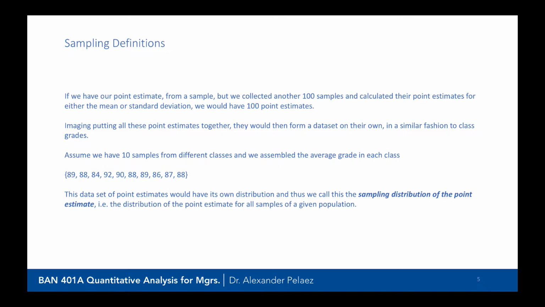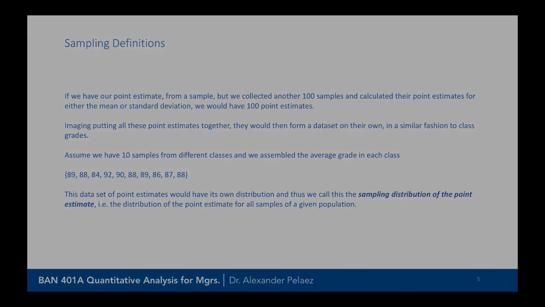So let's assume that we have 10 samples from different classes and we assemble the average grades in each class. It might look like this set of data. Now, all of those averages together, especially as you collect more and more samples, will have their own distribution. They're forming their own data set. And we call this the sampling distribution of the point estimate. So this is the distribution of the point estimate.